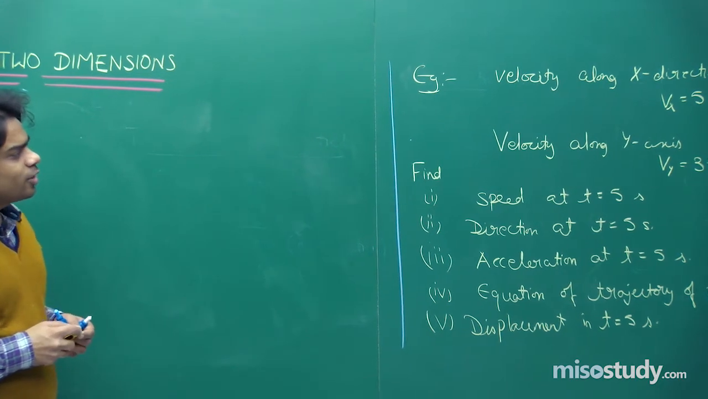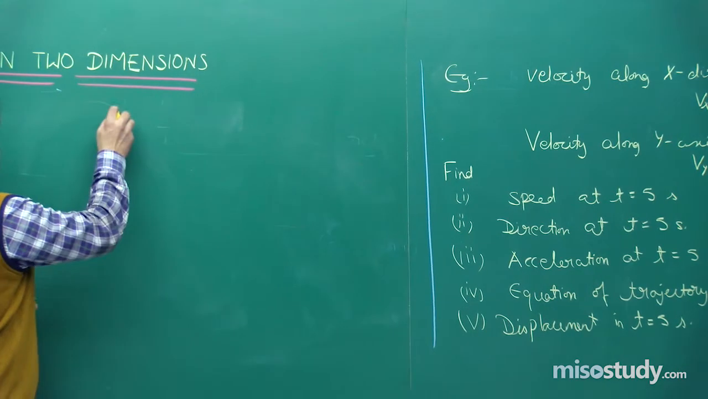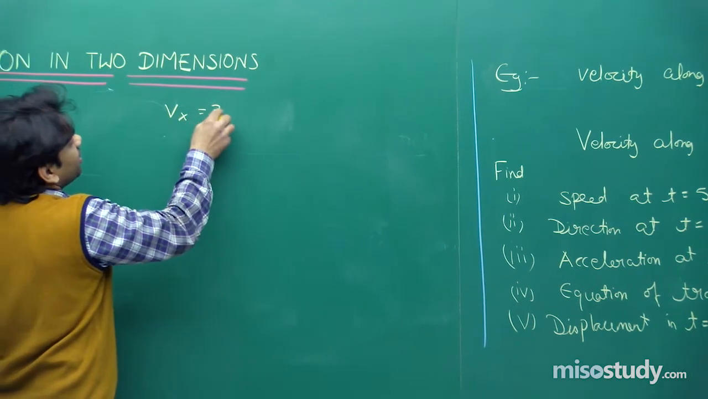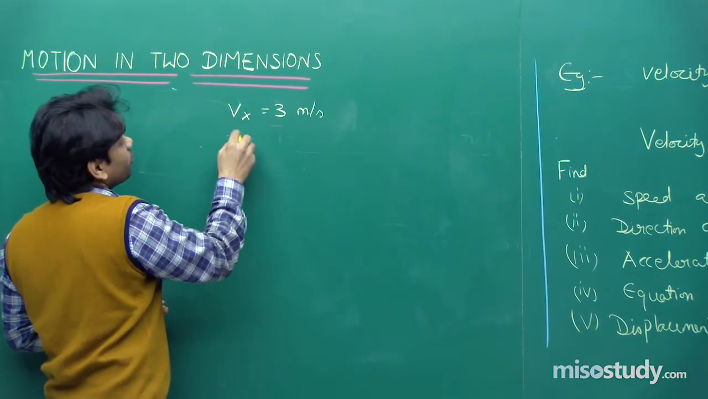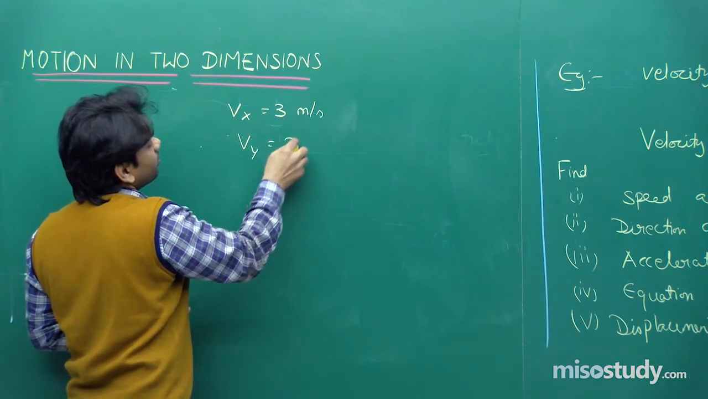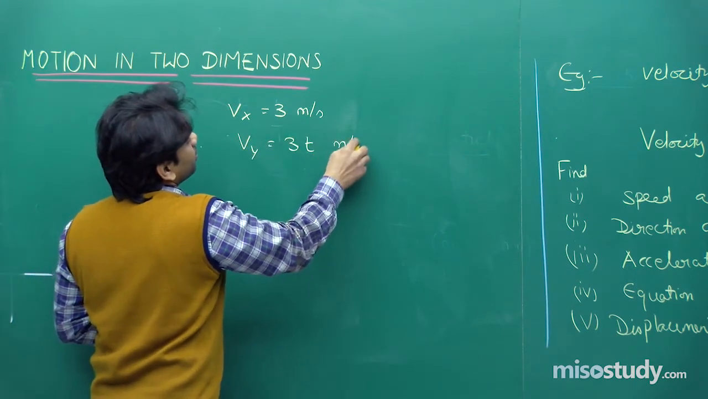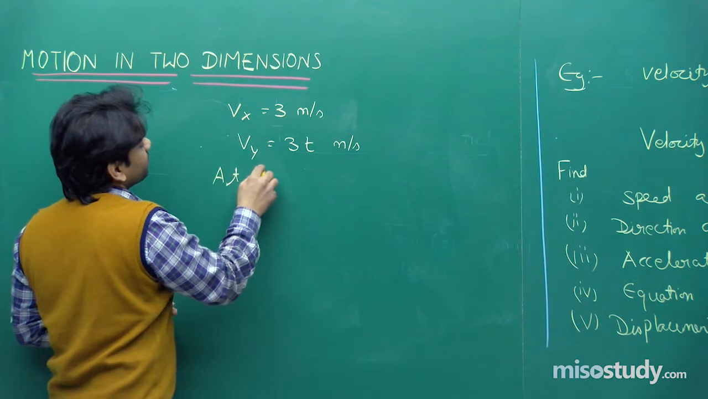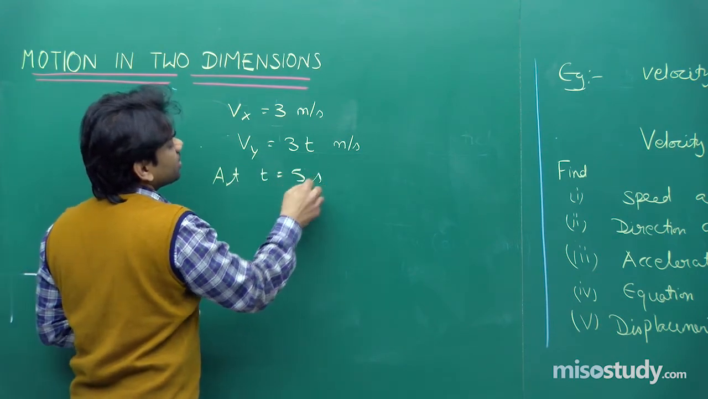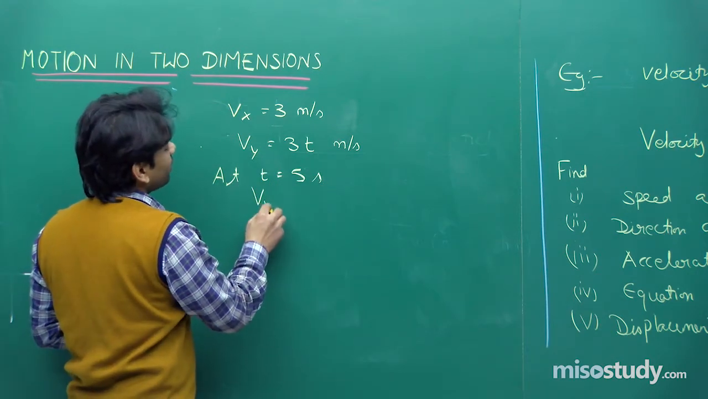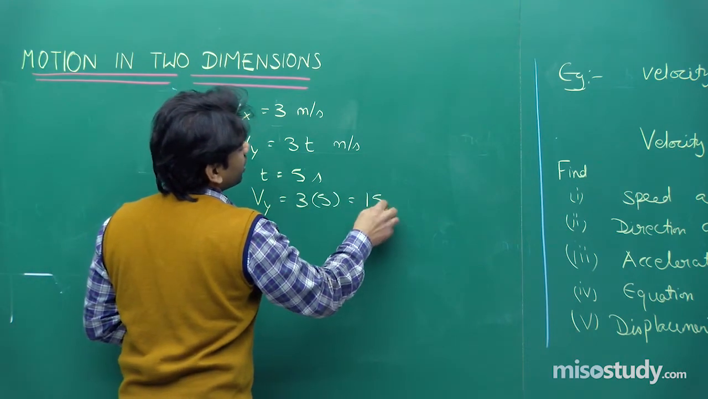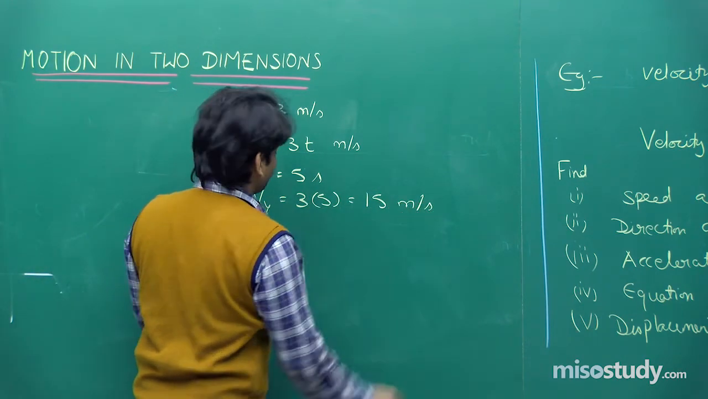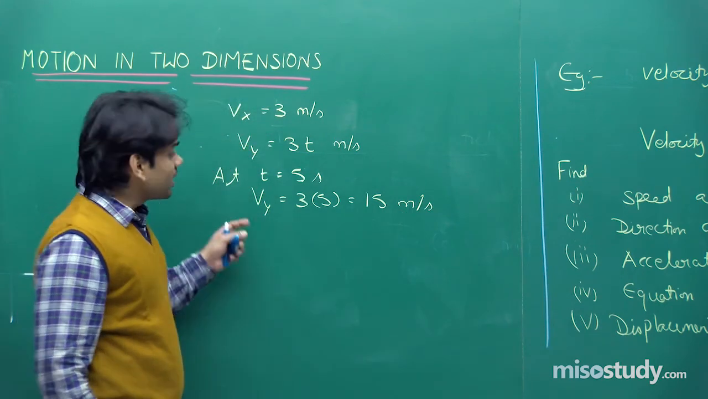First thing is speed at t equals 5 seconds. Now Vx is 3, that's constant. Now at t equals 5 seconds, see, Vy we have 3t meter per second. So at t equals 5 seconds, let us find the value of Vy. Vy will come out to be 3 into 5, that is equal to 15 meter per second. So we will get the speed.